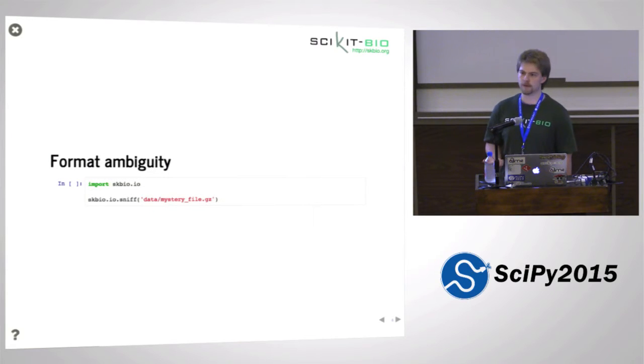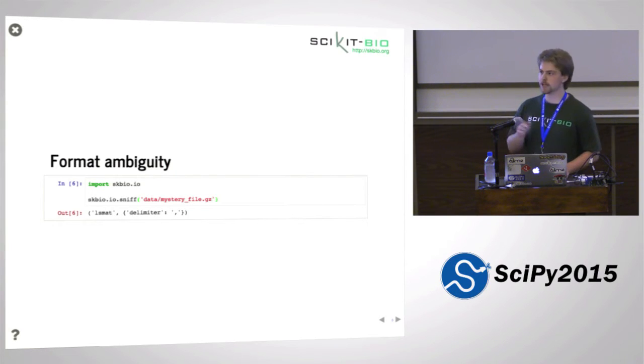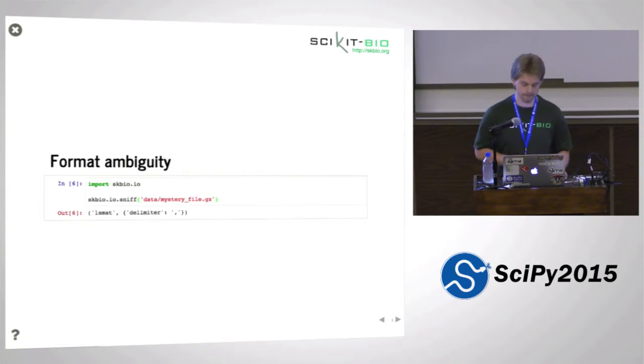Sometimes you don't know what your file is. Here we have a mystery file. It's apparently gzipped. Fortunately, Scikit-Bio doesn't really care. It'll sniff that and figure out what it smells like. In this case, it thinks it's an LSMAT file. This is something Chime uses, and it suggests you use a comma as a delimiter.